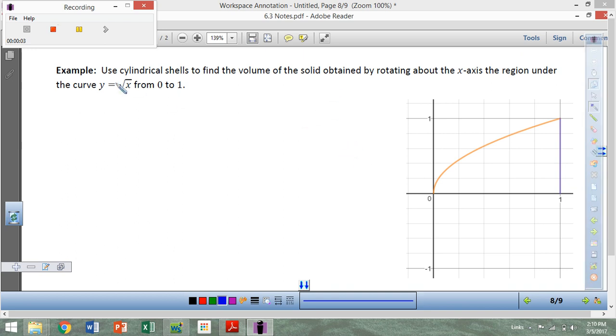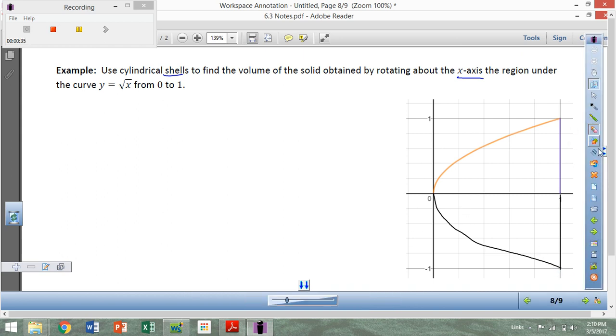Okay, in this video we're going to continue using the shell method, but now we're going to rotate our region about a horizontal line like the x-axis. I have the region underneath the square root of x from 0 to 1, and I am going to rotate this about the x-axis, which is going to give me this solid region here.